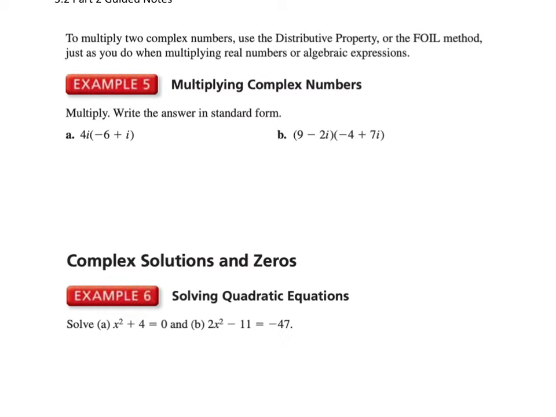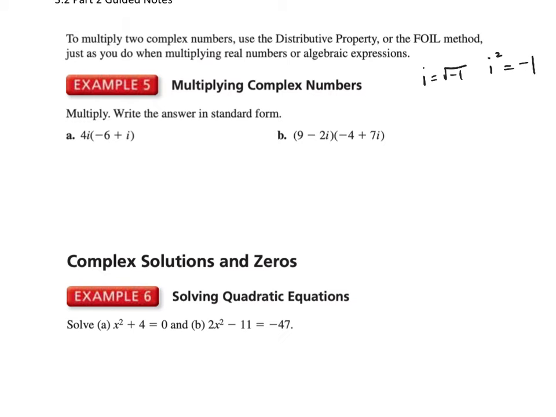Today we are multiplying two complex numbers. We are going to use the distributive property or the FOIL method, just as you do when you multiply real numbers or algebraic expressions. One note you need to remember from the previous lesson is that i squared, i is equal to the square root of -1, and when you square that, you get -1. So kind of keep that in mind. We're going to use that concept.